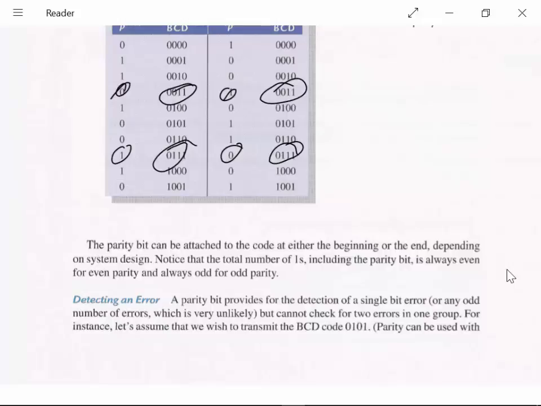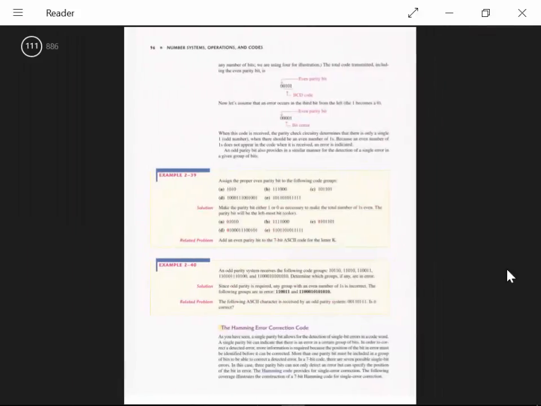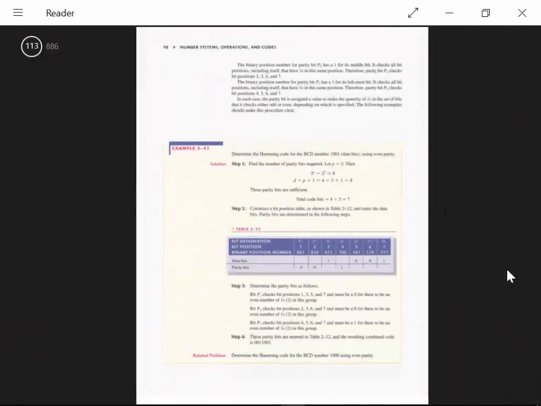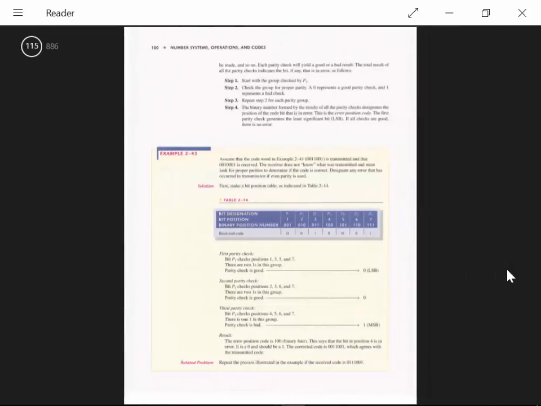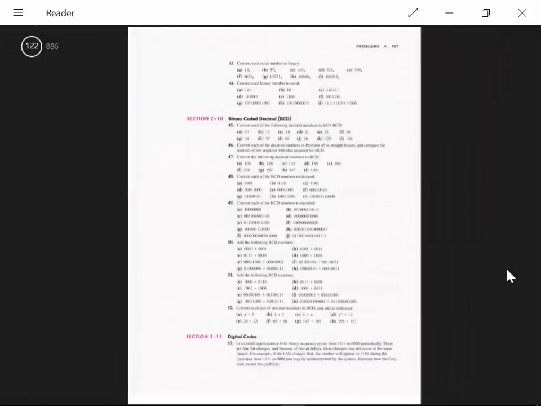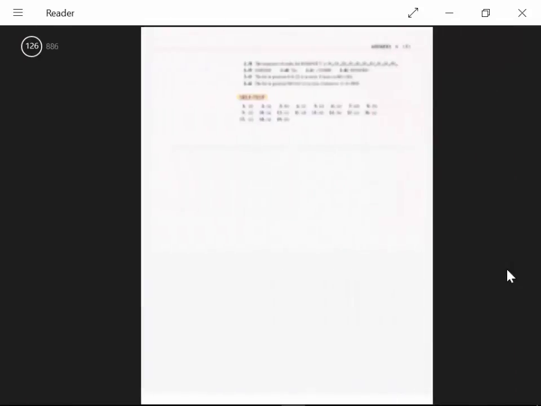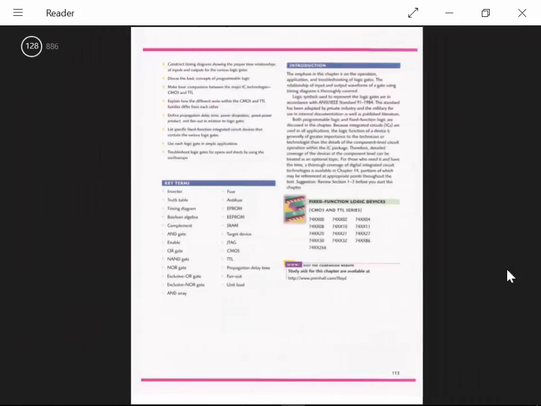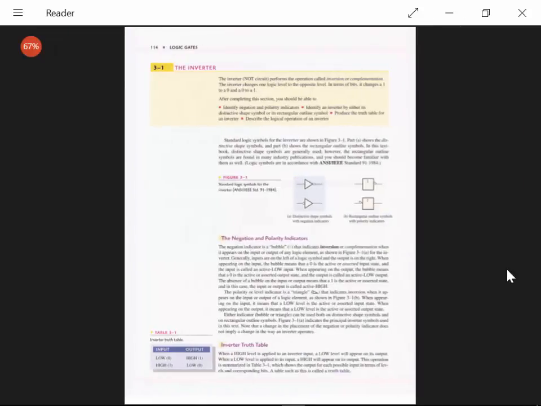So you mentioned parity right there, and I'm not going to spend much time on parity and those codes. I want to jump to the next chapter here, and as we go through, talk about logic gates. And I believe I started the subject last time.